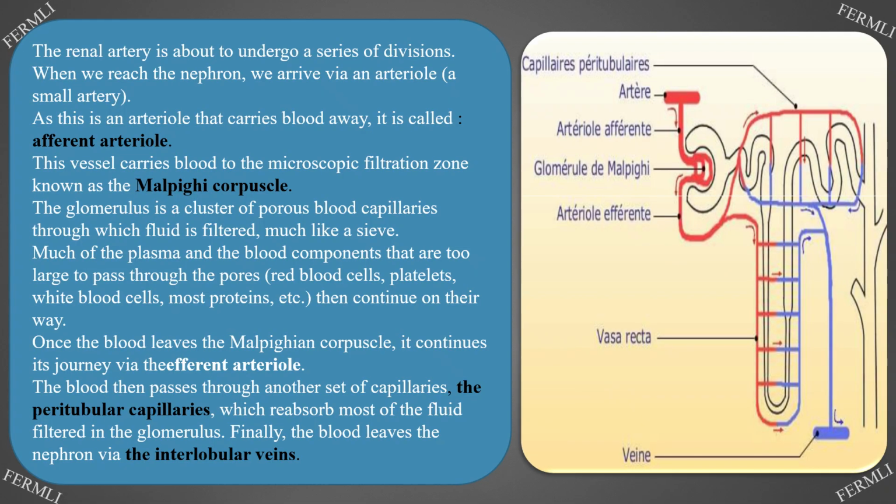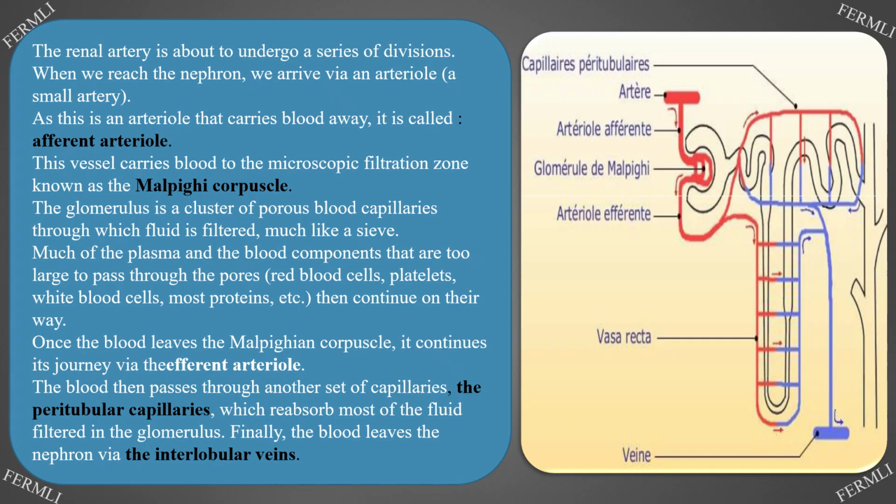When we reach the nephron, we arrive via an arteriole, a small artery. As this arteriole carries blood toward the glomerulus, it is called the afferent arteriole. This vessel carries blood to the microscopic filtration zone known as the Malpighian corpuscle. The glomerulus is a cluster of porous blood capillaries through which fluid is filtered, much like a sieve. Much of the plasma is filtered, while the blood components that are too large to pass through the pores, red blood cells, platelets, white blood cells, most proteins, etc., continue on their way.